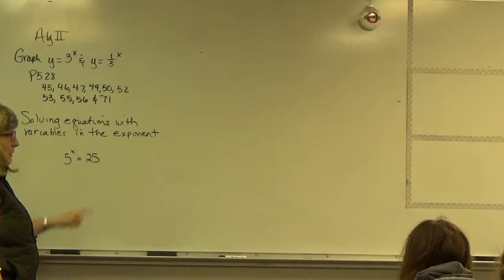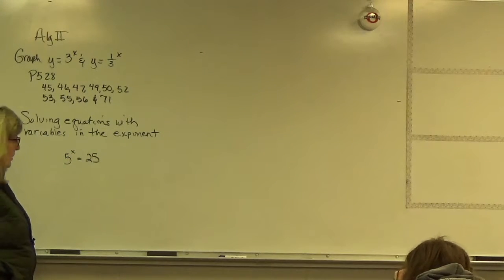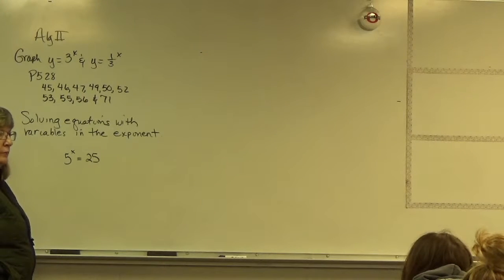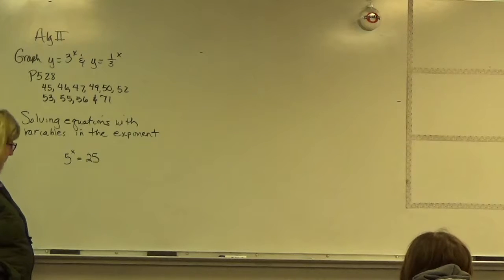So we're solving this type of equation. This is your first experience at doing that. So what do you think the answer is going to be? 2. Why? 5 squared is 25. Because you know 5 raised to the second is 25.